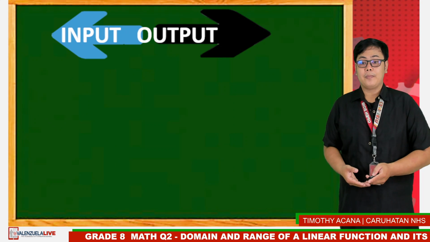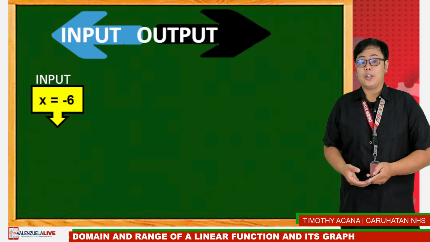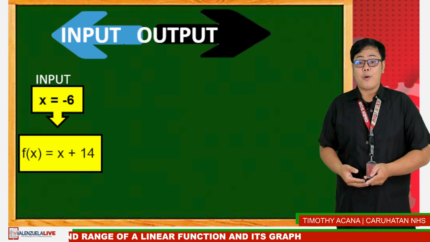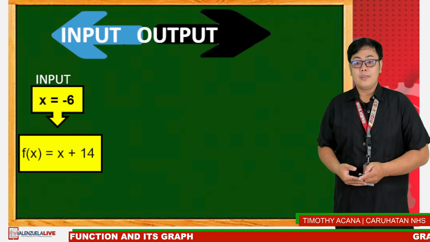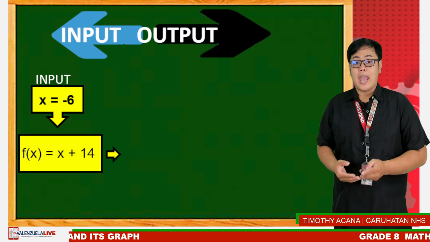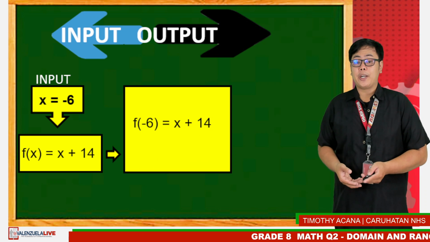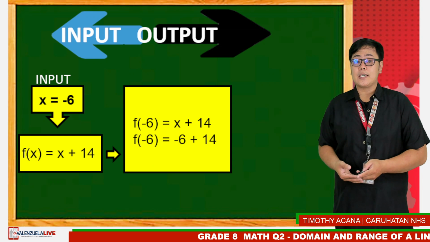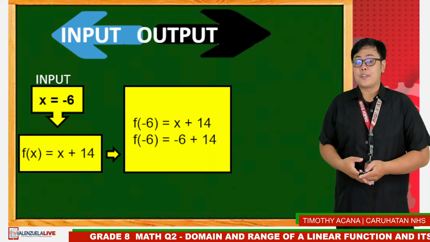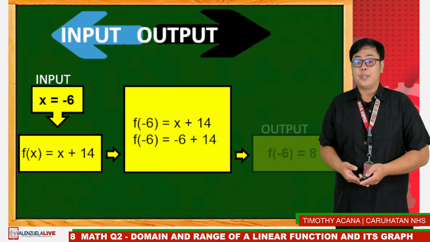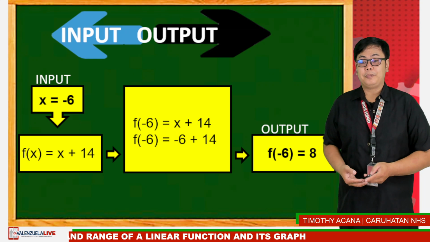And lastly, evaluate f(x) = x + 14 at x = -6. We have f(-6) = -6 + 14. Negative 6 plus 14 is equal to 8. Therefore, the value of f(-6) is 8.